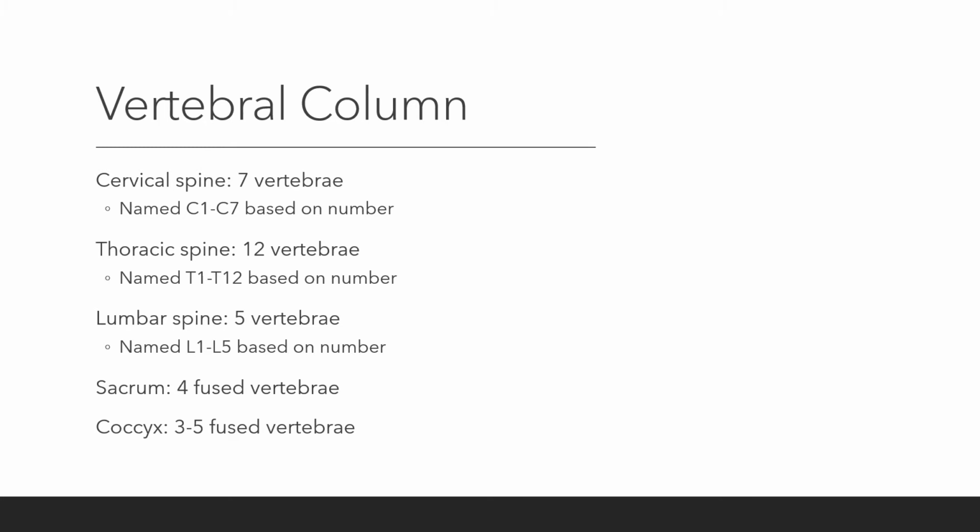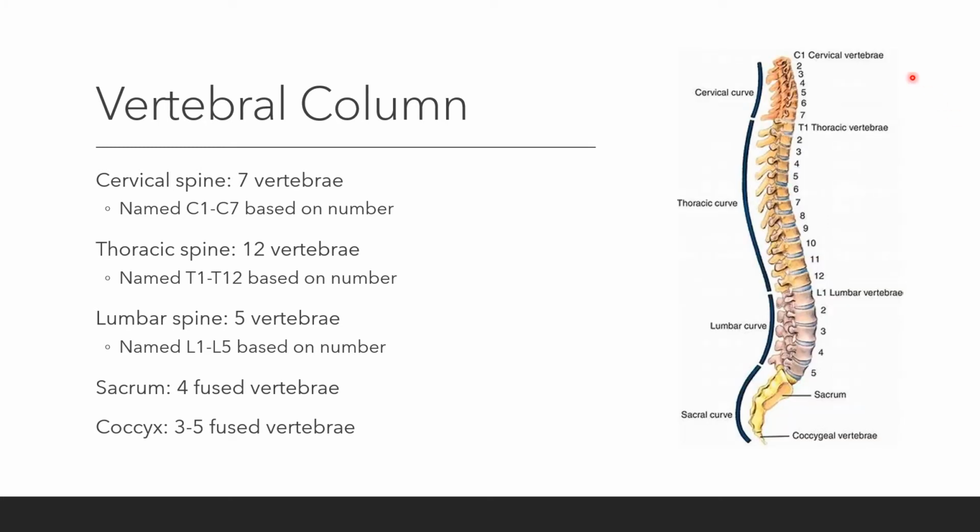Now let's talk about the vertebral column. The cervical spine consists of 7 vertebrae, and in general, all mammals, from a giraffe to a human being, have 7 cervical vertebrae. These vertebrae are named C1 through C7 based on number, and C stands for cervical. So see right there, you've just learned 7 bones.